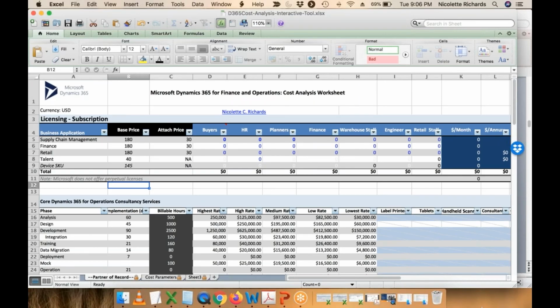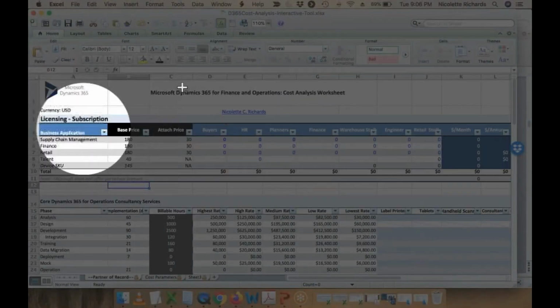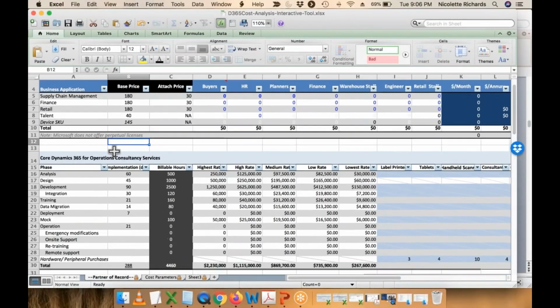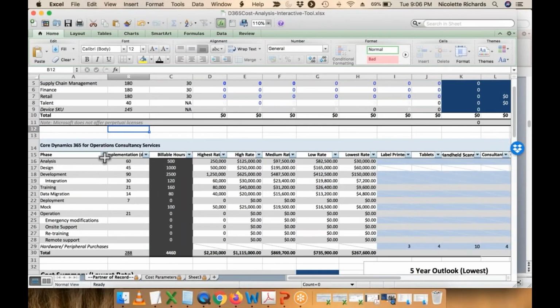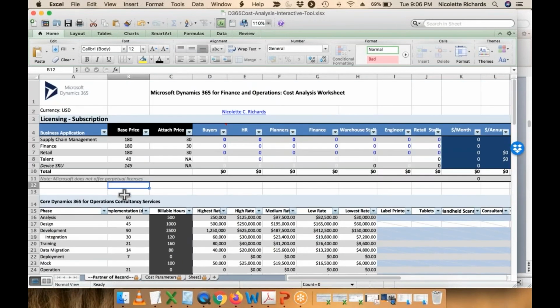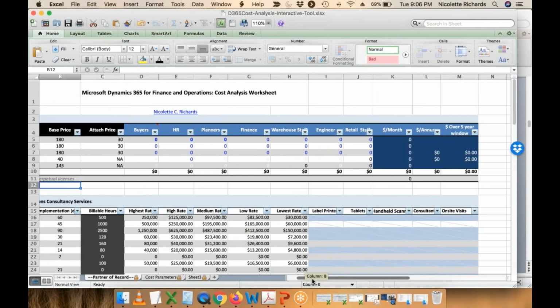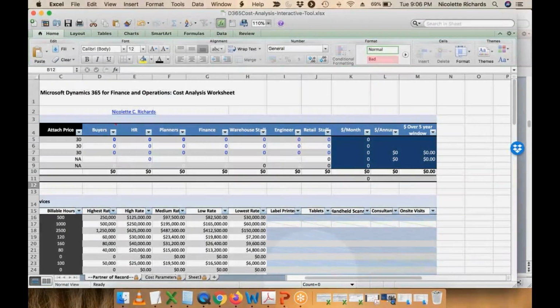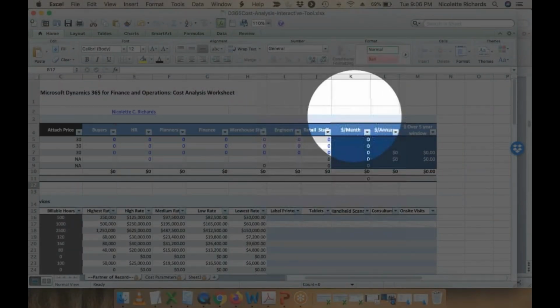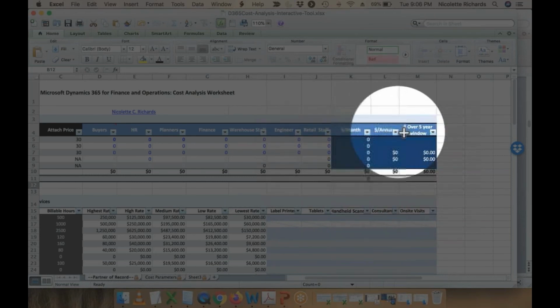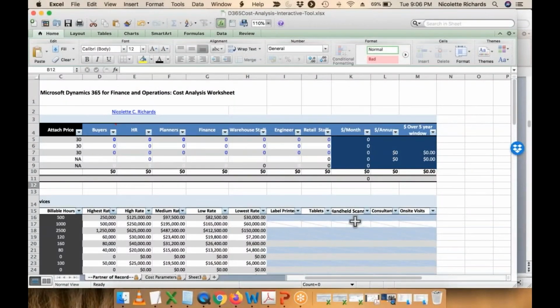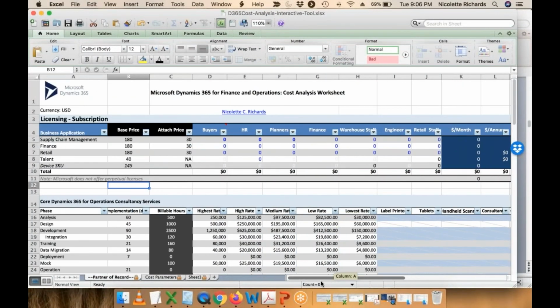So with Microsoft Dynamics, recently Microsoft introduced some new pricing where there's a base price and an attached price for certain features of the software. So for example, if you need the supply chain management modules, then you'll pay for the base price of supply chain. And if your users are only using supply chain management and they're never using the financial modules, then they'll only purchase the supply chain module at the base price.